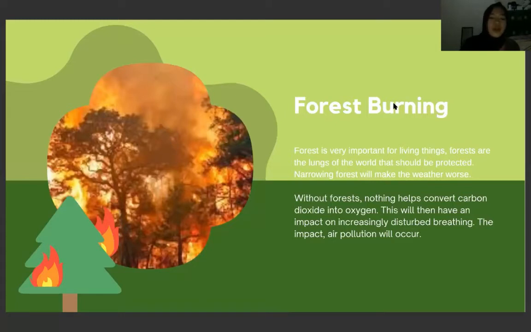And the next cause of global warming is forest burning. Forests are very important for our living things, right? Because forests are the lungs of the world that should be protected. Narrowing forests makes the weather worse. Without forests, nothing helps convert carbon dioxide into oxygen. This will then have an impact by increasingly disturbing breathing. The impact is that air pollution will occur.